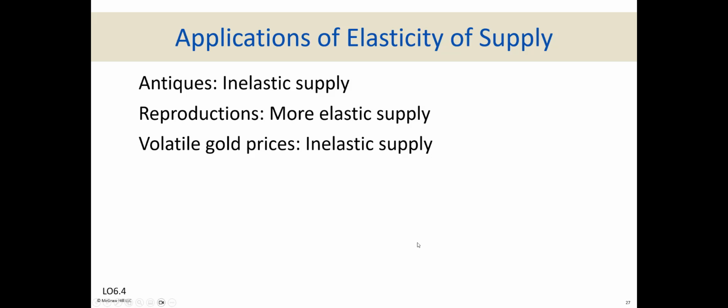So here is one example of application of elasticity of supply. Antiques and other non-reproducible commodities have an inelastic supply. For one-of-a-kind antiques, the supply is perfectly inelastic. This makes their prices highly susceptible to fluctuations in demand. The more inelastic the supply, the greater the change in price when demand changes. Reproductions have a much more elastic supply, so the prices tend to remain lower even when there is an increase in demand. And gold prices are volatile because the supply of gold is highly inelastic, and unstable demand from speculation causes price to fluctuate significantly.